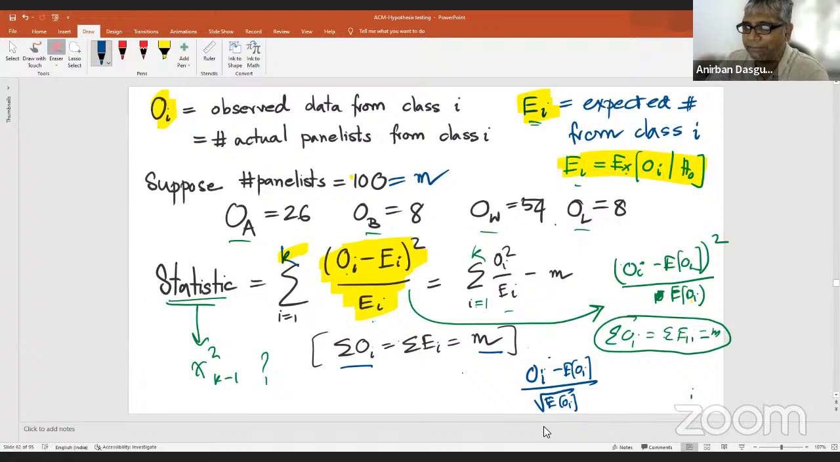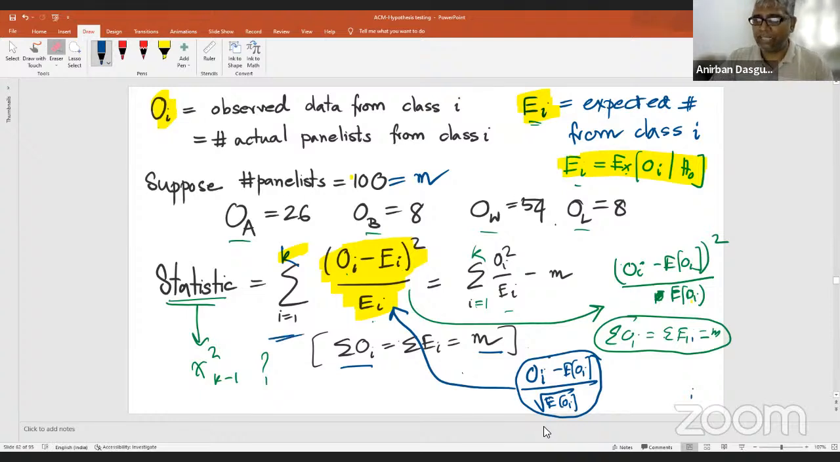A variable minus its expectation divided by its standard deviation. That, according to the CLT, will basically be a standard normal variable, and therefore this is the square of that, right? And this will be a chi-square random variable, and we're summing up k of them, and this sum has a specific distribution. It's called the chi-square distribution with k minus 1 degrees of freedom.